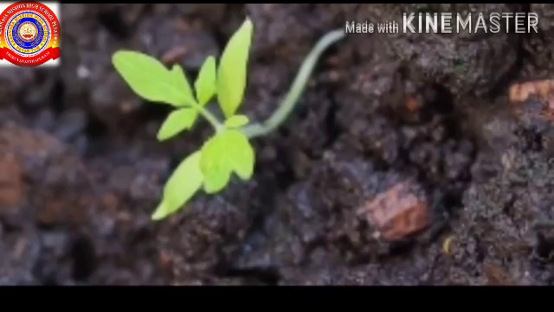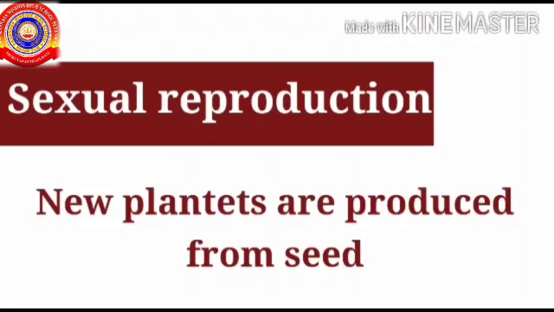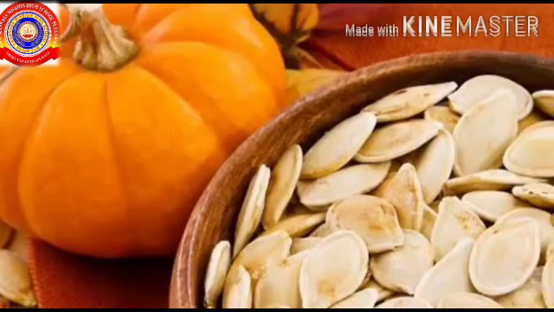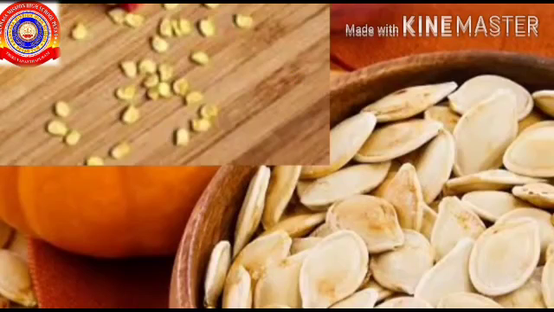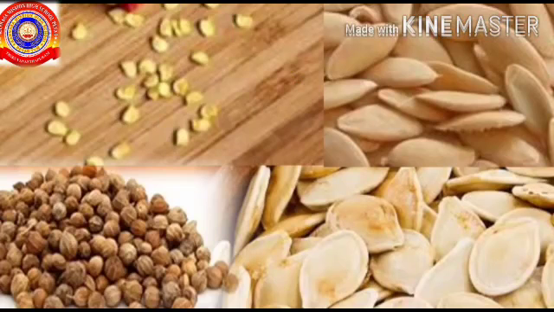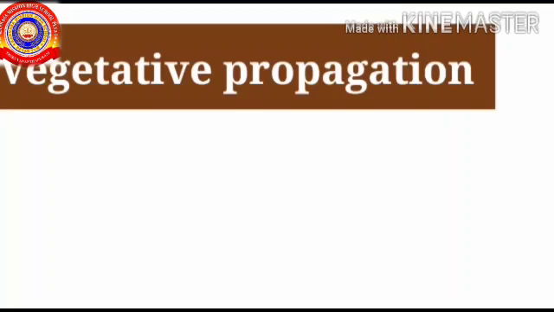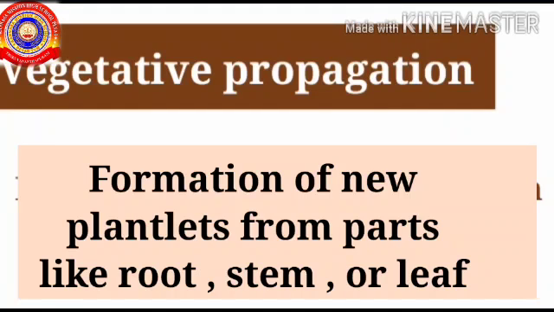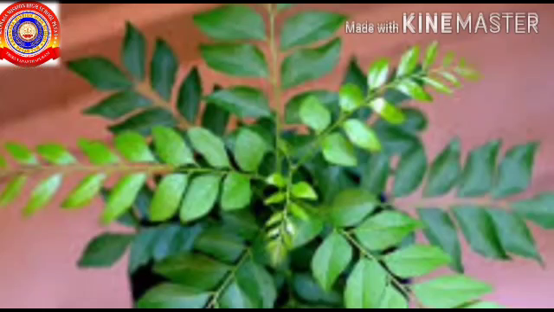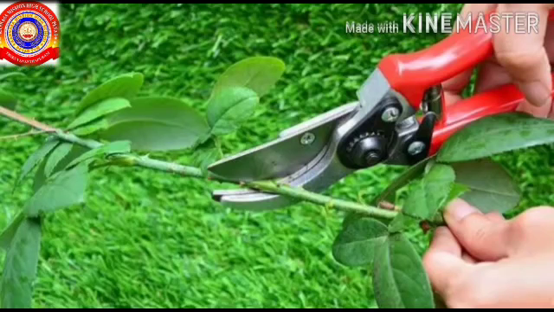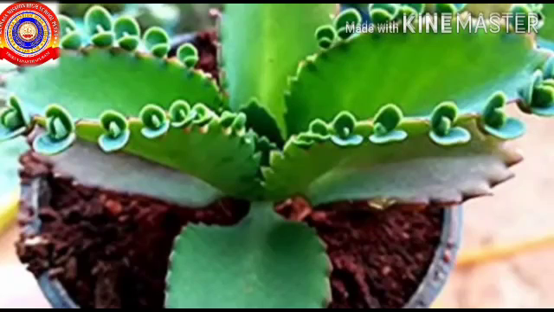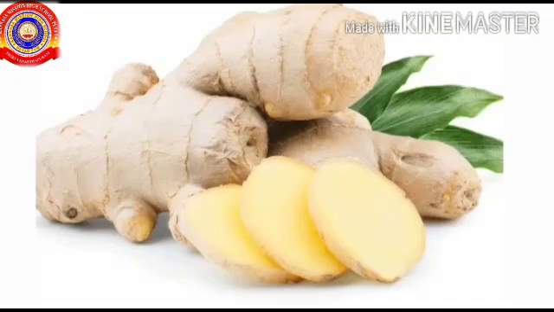So, new plantlets are developed in plants by two methods. What are they? Yes, the first one is sexual reproduction, in which new plantlets are produced from seeds. Example, pumpkin, chili, cucumber, and lady's finger. The next one is vegetative propagation. It is the formation of new plantlets from parts like root, stem, and leaves. From root, curry leaves. From stem, rose. From leaves, bryophyllum. And from underground stem, ginger.